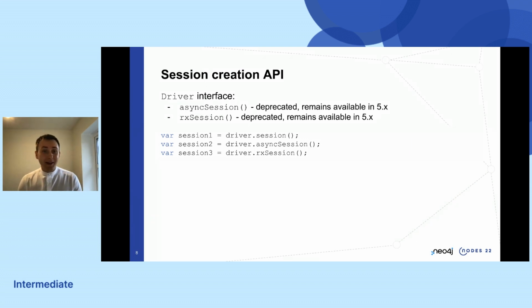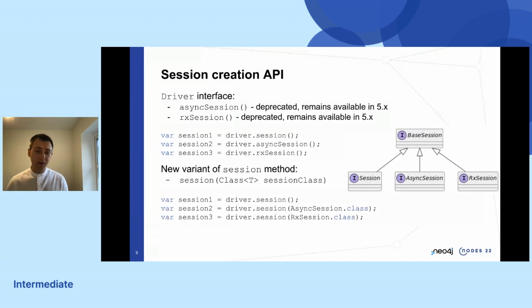Session creation API updates a little bit. The async session and Rx session methods on the driver interface are now deprecated, but they remain fully functional and available in version 5. There is a new variant of the session method that takes a session class as a parameter, and the driver returns you the requested session. There is also a new base session interface that joins all sessions together. So you can tell the driver which session you would like, and it will provide it to you as long as it supports it.